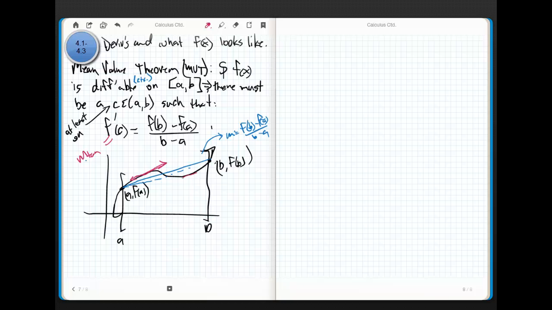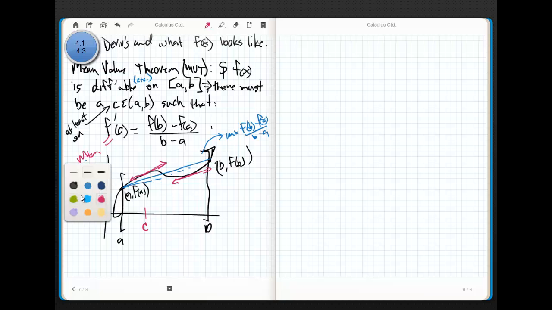Now, it appears with my drawing that there appear to be, this is bad because it doesn't look too terribly smooth, but there appear to be two such places. But remember, the mean value theorem guarantees at least one. Notice that c lives in between them.